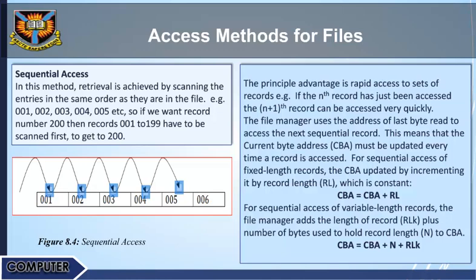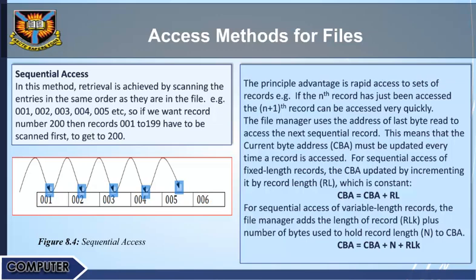The principal advantage is rapid access to sets of records, e.g. if the nth record has just been accessed, the n+1 record can be accessed very quickly. The file manager uses the address of the last byte read to access the next sequential record. This means that the current byte address CBA must be updated every time a record is accessed. For sequential access of fixed length records, the CBA is updated by incrementing it by the record length RL, which is constant. CBA = CBA + RL.